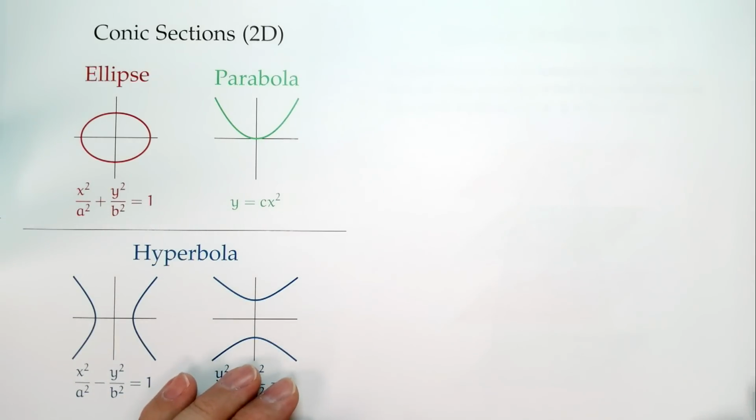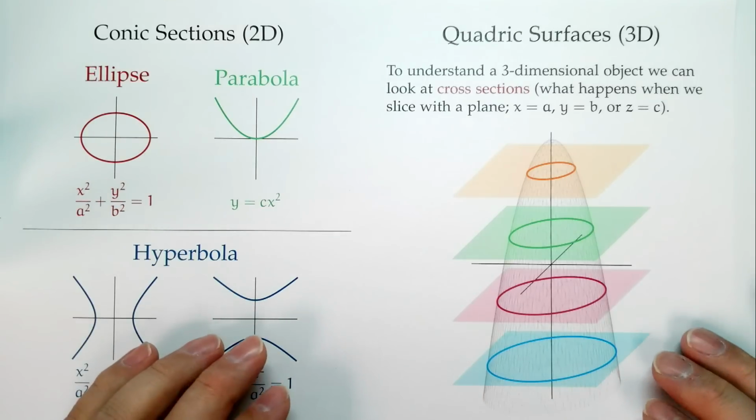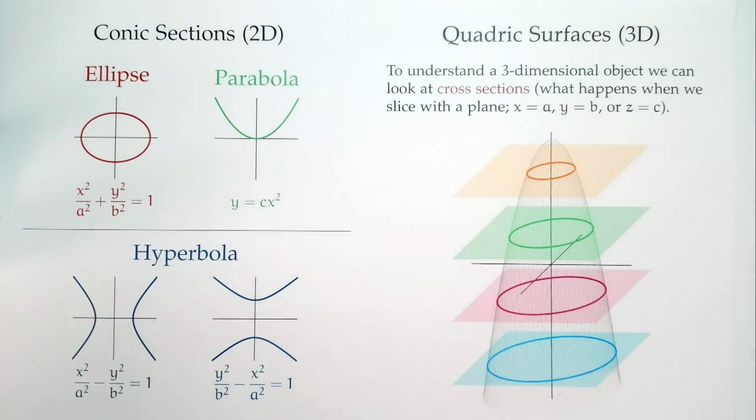Where are we going for? Well, we're trying to talk about quadric surfaces. That's our 3D analog here. And the thing becomes, well, how do you understand a quadric surface or a three-dimensional object? So the way we're going to approach it is to think about cross-sections.